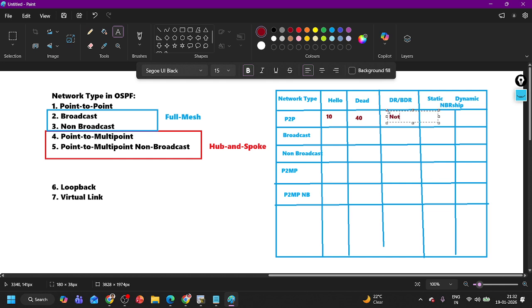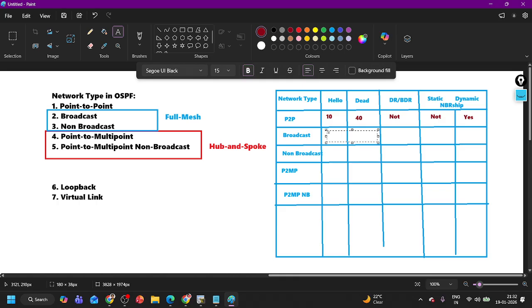On a point to point link, you cannot configure a static neighborship as well, not possible. Between two routers, when my network type is point to point, we cannot configure static neighborship. Point to point link supports dynamic neighborship. Yes, it supports dynamic neighborship, hello time 10 seconds, dead time 40 seconds, and DR/BDR is not required.